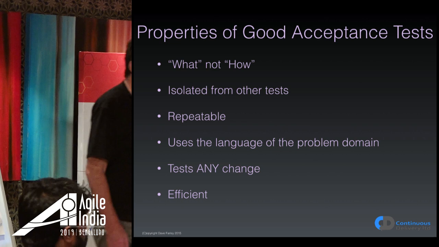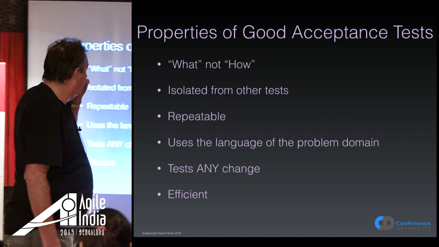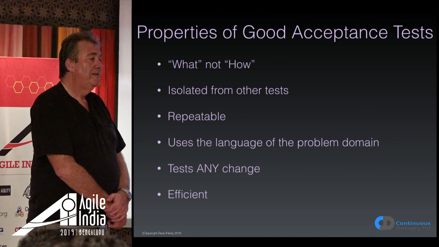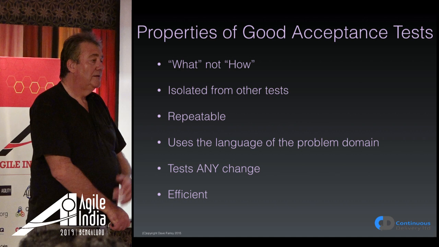Yes? You said the first line of the properties of good acceptance tests is the what, not the how. But the what keeps changing from time to time. So if the what keeps changing, how do we establish that we have a good repository of acceptance tests that would be repeatable over time?